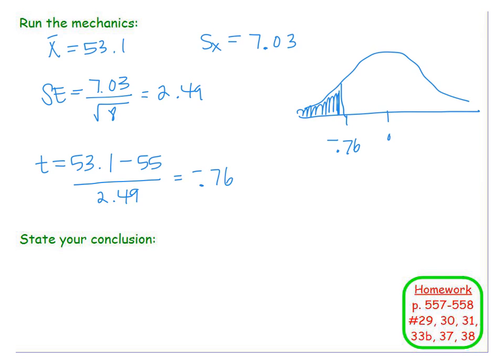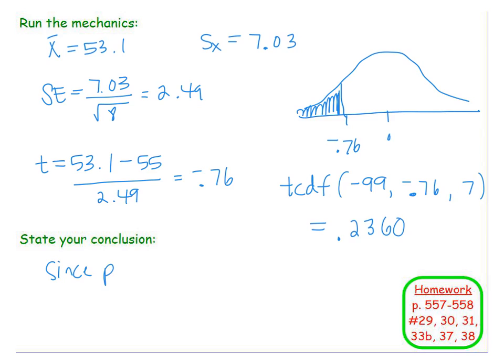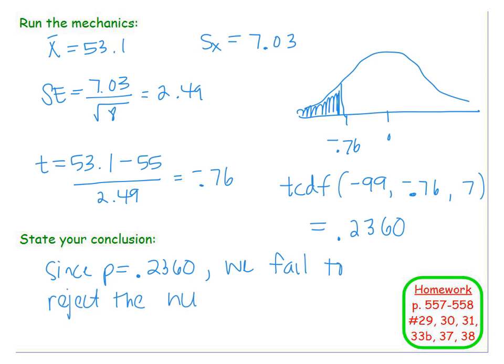All right, graphing calculators. Second VARS, option 6, it brings up tcdf. Our low this time, since it's shading left, is negative 99. Our high stops at negative 0.76. And our degrees of freedom, n is 8, take away 1 is 7. And if you hit enter, I get 0.2360. So our conclusion, since P is 0.2360, what are we doing? We are failing to reject the null hypothesis. And that's it.